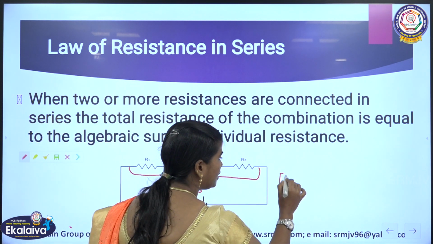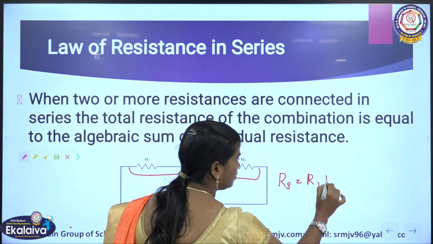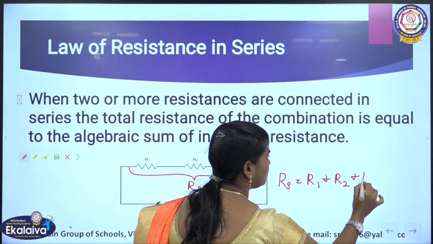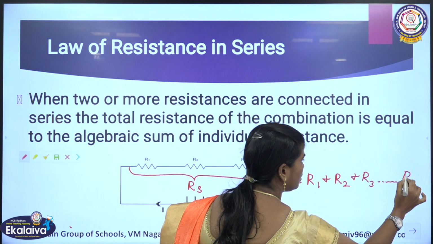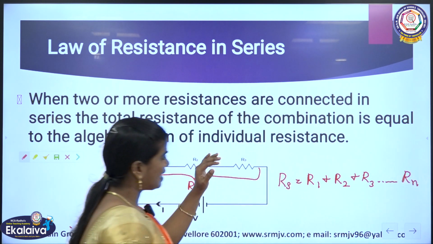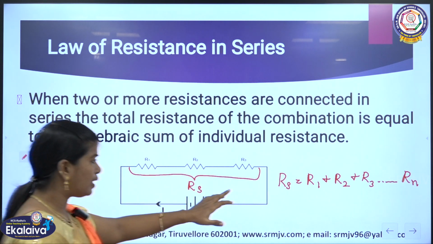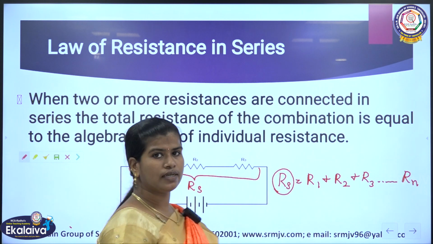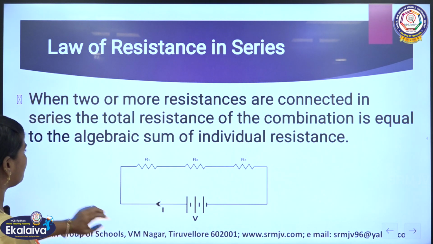So, this can be written as Rs = R1 + R2 + R3. So, I can connect a number of resistances. This statement can be expressed in this way. So, the total resistance will be the algebraic sum of the individual resistances. We will talk about what will happen to the current.